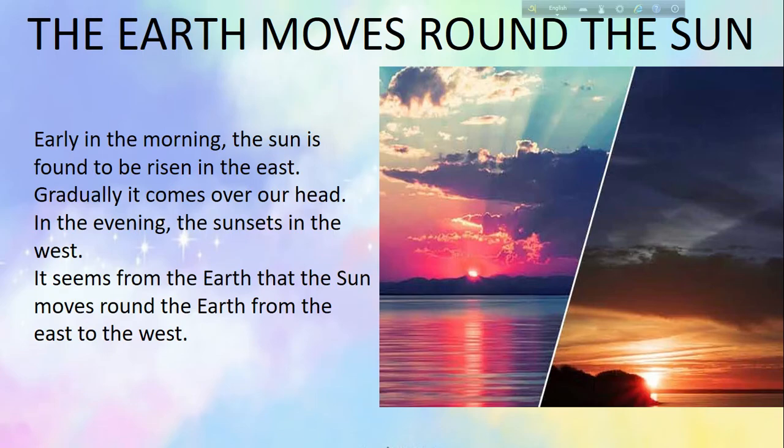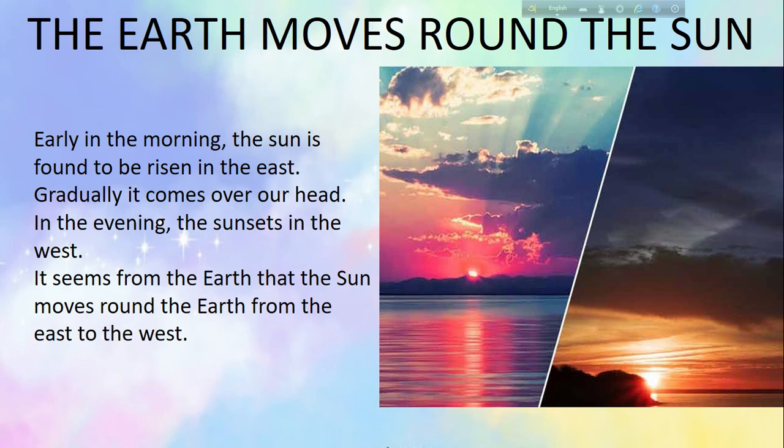First, follow here. The earth moves round the sun. In class 6 you have got the idea on the earth, the sun, the moon. Early in the morning the sun is found to be rising in the east. Gradually it comes over our head. In the evening the sun sets in the west. At the end of the night, the next day early in the morning, the sun again rises in the east and sets in the west.